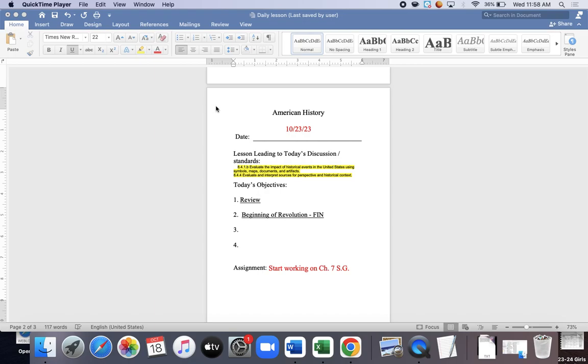Today is October 23rd, 2023. And today we'll be talking about the standards that are listed there in yellow, talking about the impact of historical events in United States history, using maps and documents and artifacts, a couple of video clips. We'll evaluate and interpret sources for perspective and historical context.